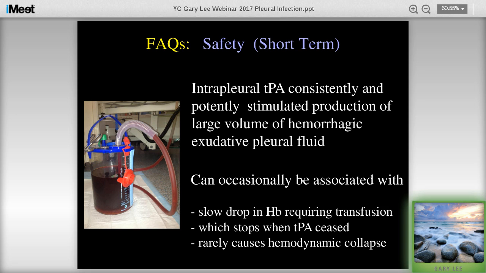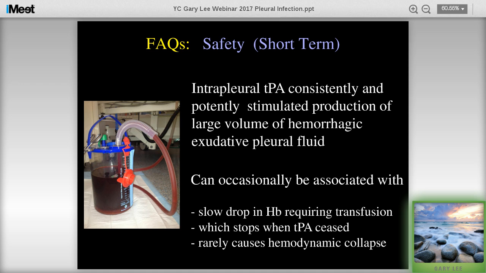The fluid induced by TPA can be quite hemorrhagic. The hematocrit is often about a third or a quarter of blood. So if you drain a very large volume, you sometimes will see a slow drop in the hematocrit or hemoglobin over the next few days and occasionally require blood transfusion. But as soon as you stop using the TPA, that should not happen again.